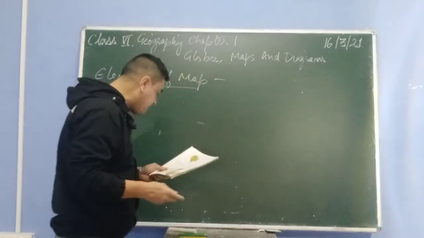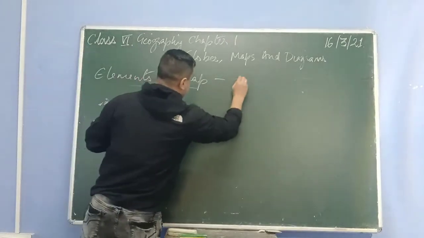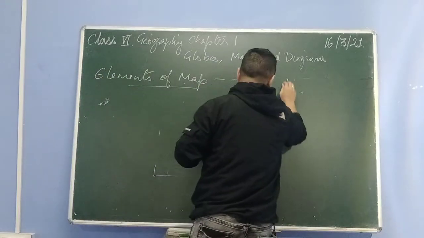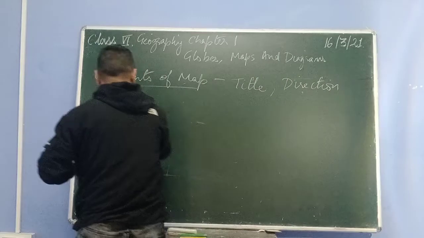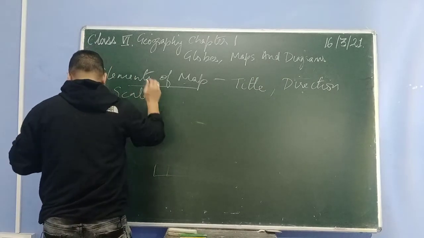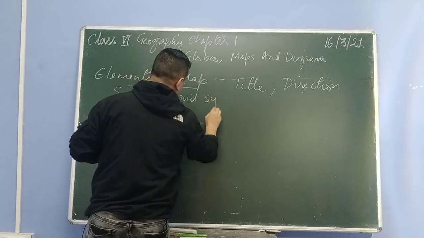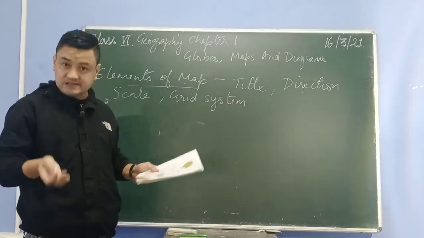There are basically 5 elements. Number 1 is title. Number 2 is direction. Number 3 is scale. And number 4 is grid system. It is also called grid reference.